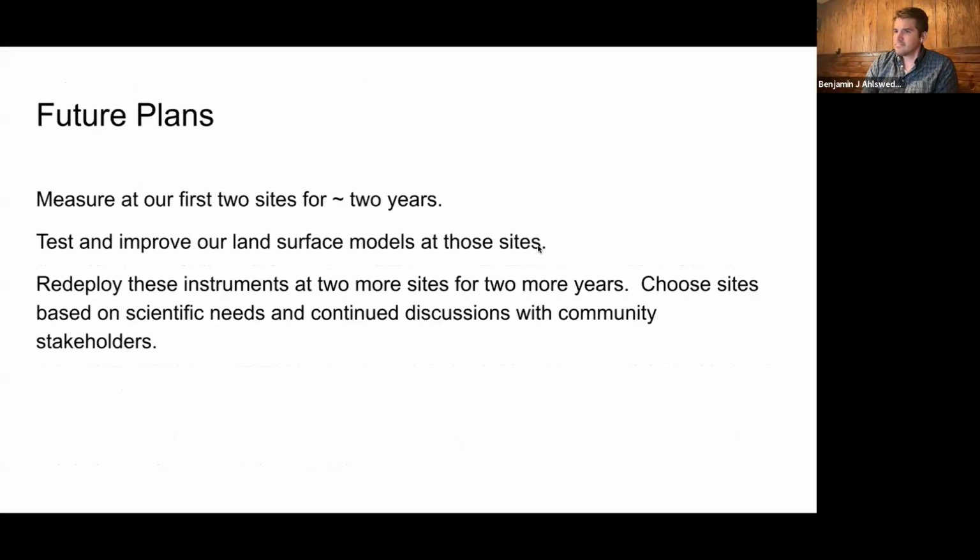Next slide. So our plans, we have those two towers sited. We're developing leases and permissions to get our instruments up on those towers. We're going to deploy there for 2 years. We're going to confront our land surface models with those observations as we go. And then we're going to redeploy those instruments at 2 different sites for 2 more years. Those sites have yet to be chosen. We're going to base those decisions on what we find at the first 2 and any ongoing scientific questions from the group.